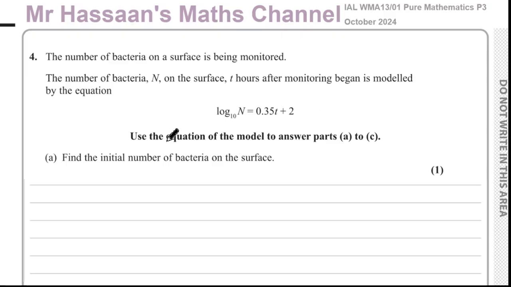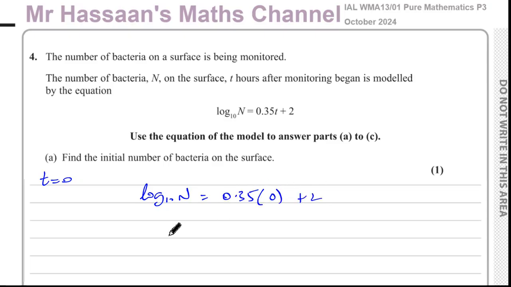We have to find the initial number of bacteria on the surface. The initial number means at the beginning, so that means when time equals 0, when the monitoring started. So we just replace the t with 0. So you have log to the base 10 of n equals 0.35 times 0 plus 2, which leaves us with log to the base 10 of n equals 2.